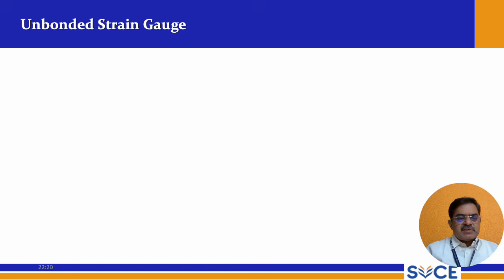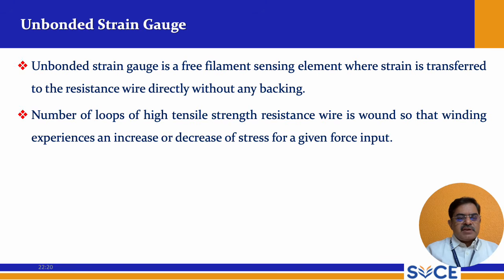So next, unbonded strain gauge. Unbonded strain gauge is just a filament. It is a free filament, a filament sensing element, where strain is transferred to the resistance wire directly without any backing. So we are not using any backing material here like we used in the bonded type. A number of loops of high tensile strength resistance wire is wound so that the winding experiences an increase or decrease of stress for a given force input. So this is unbonded. It is a free element.